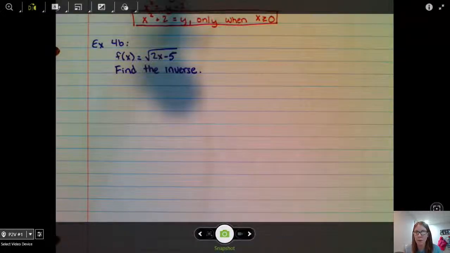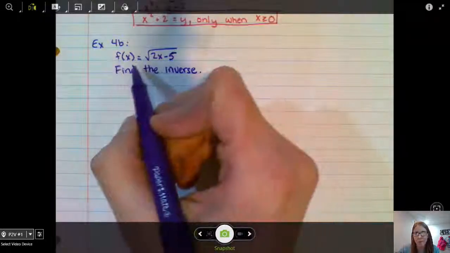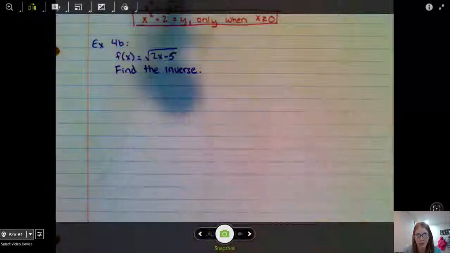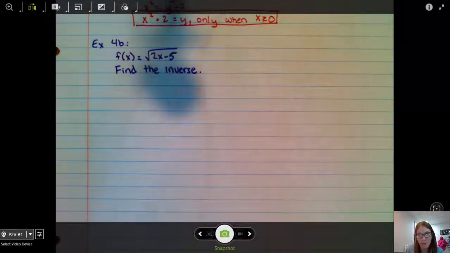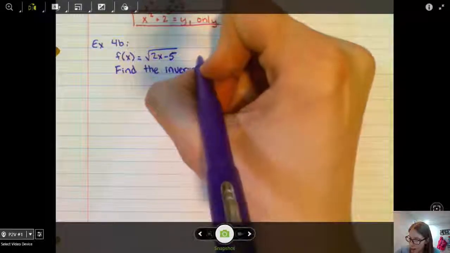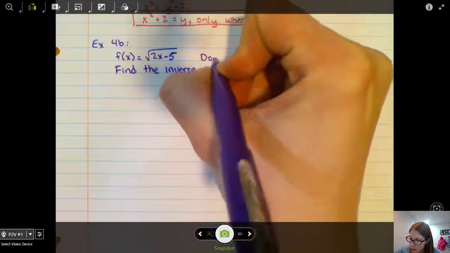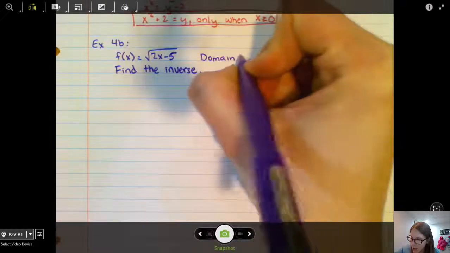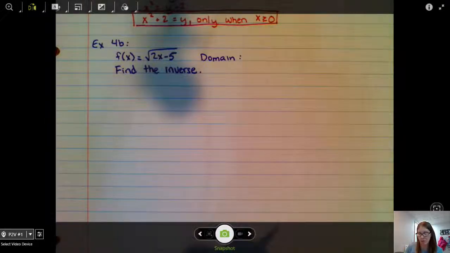Okay, let's look at B example here. f of x is the square root of 2x minus 5, and I want to find the inverse again. Before we dive into the whole switching the x and the y around and solving for y, let's think about my function here for a second. Right now, let's look at what the domain would be and what the range would be.